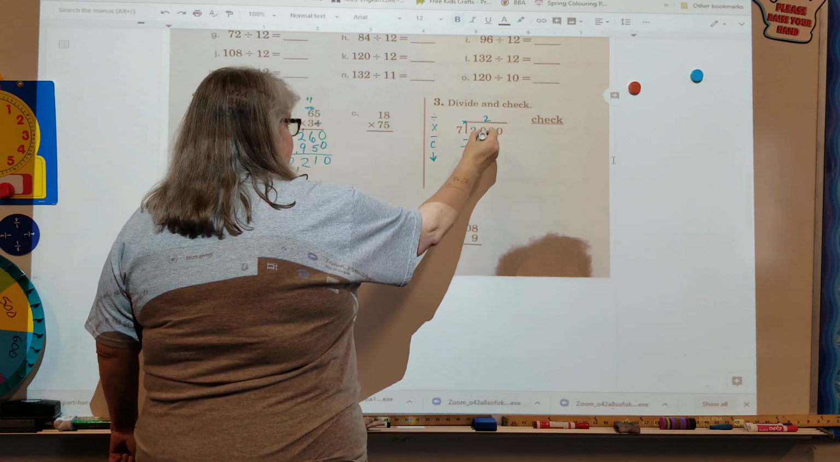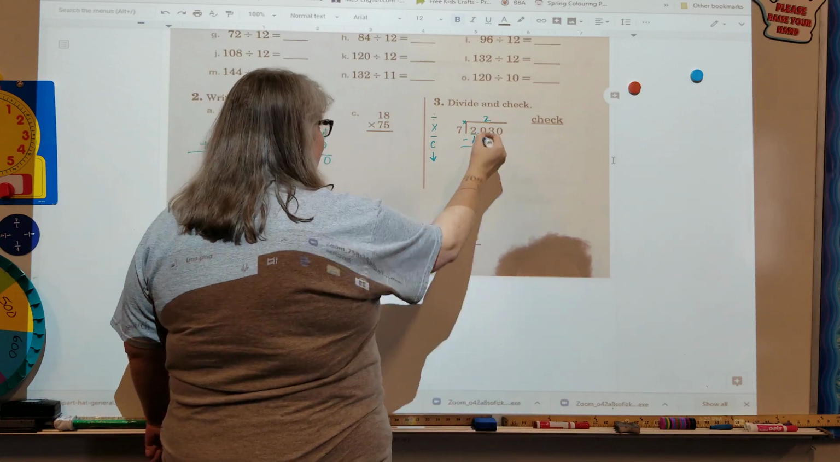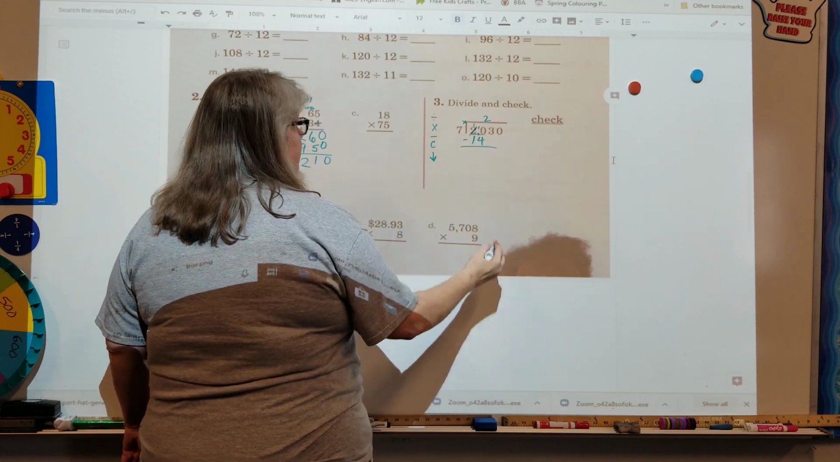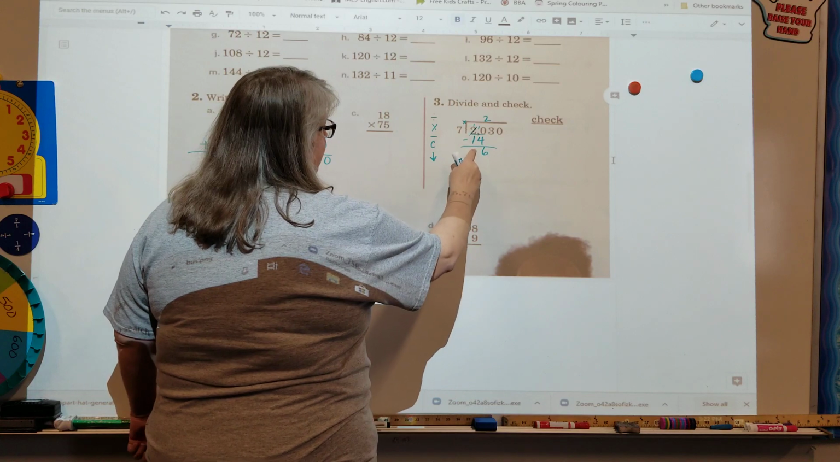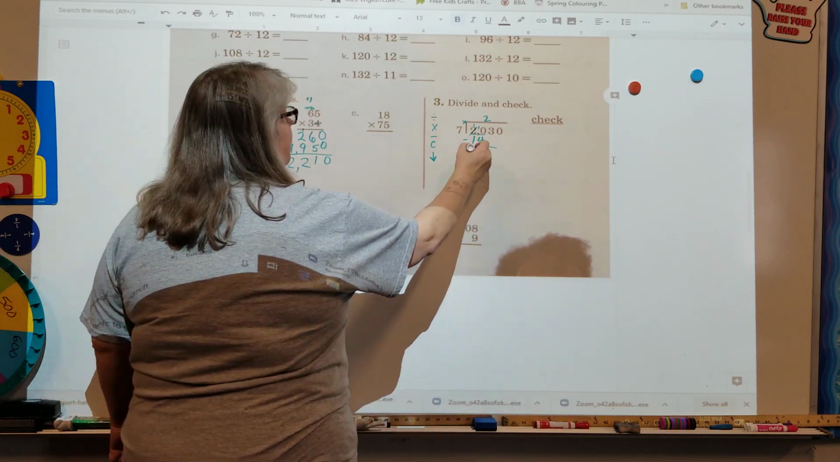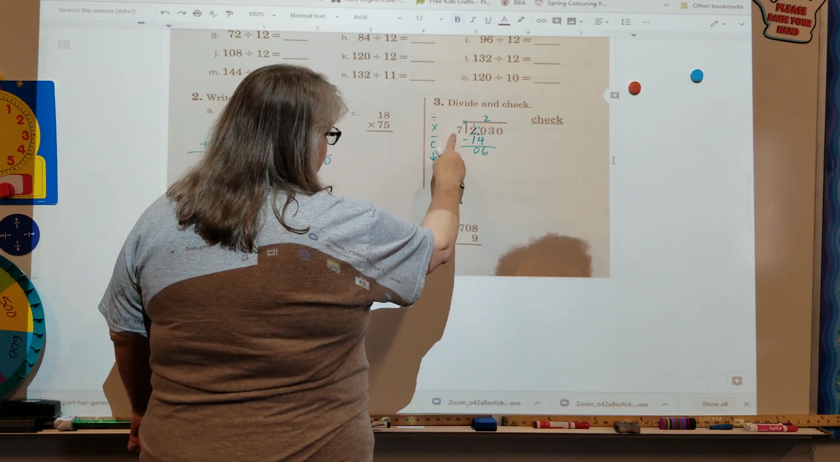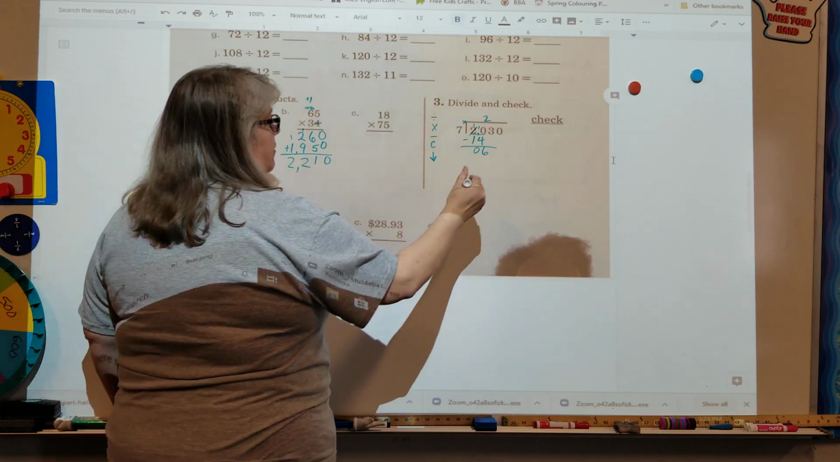Subtract. Be careful that you don't say 0 minus 4 is 4. Say, I have 0, I can't subtract, so I'm going to borrow. 10 minus 4 is 6, and 1 minus 1 is nothing. Again, it's not necessary to pull that 0 down, but you can, it won't hurt anything. Now, compare. Is 6 less than 7? Sure, it sure is.